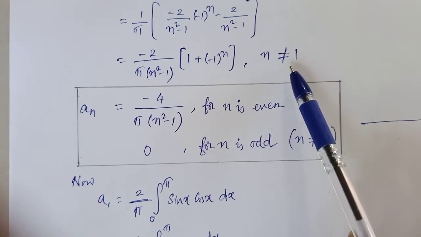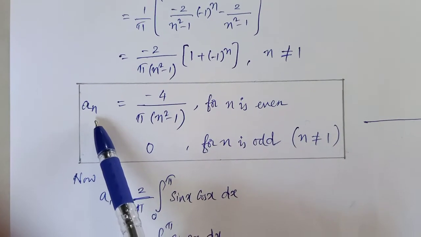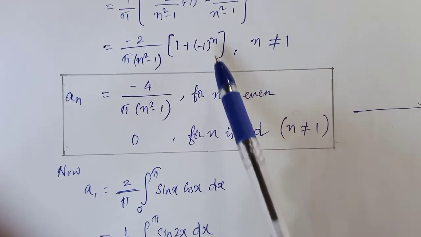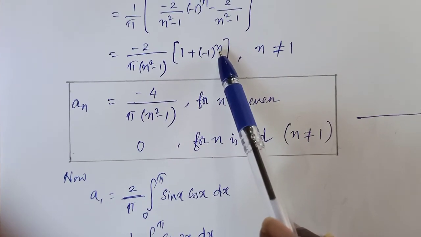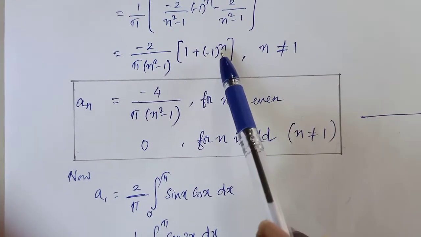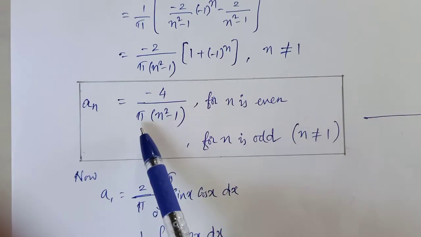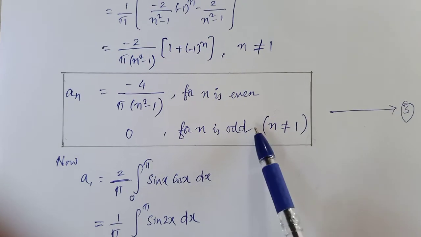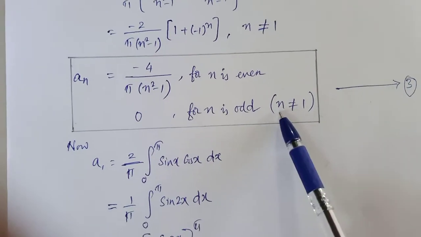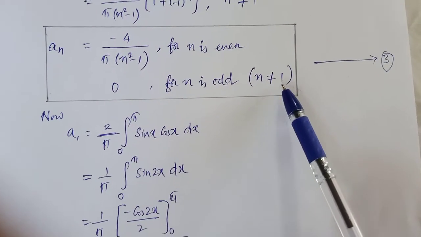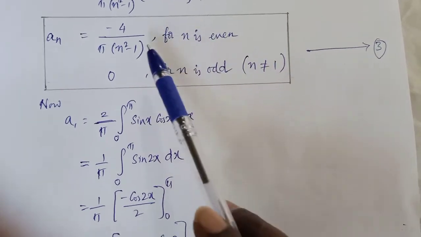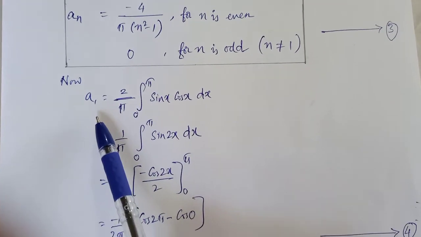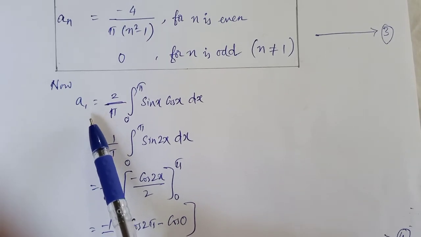So now here a_n is equal to minus 4 by pi into n square minus 1, if n is even. If I put n equal to 2, this will be 2 into 2 is 4, so minus 4 by pi into n square minus 1, for n equal to even numbers, and for odd it is 0. But again here n not equal to 1, remember this. So in these cases we need to find this a1 separately.